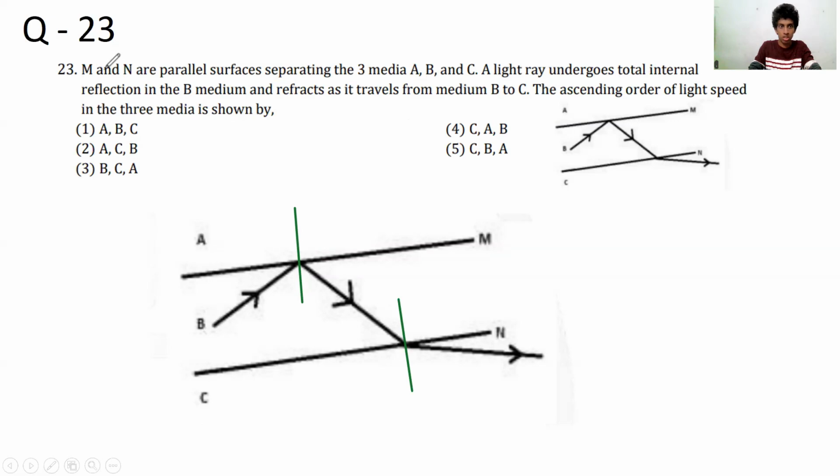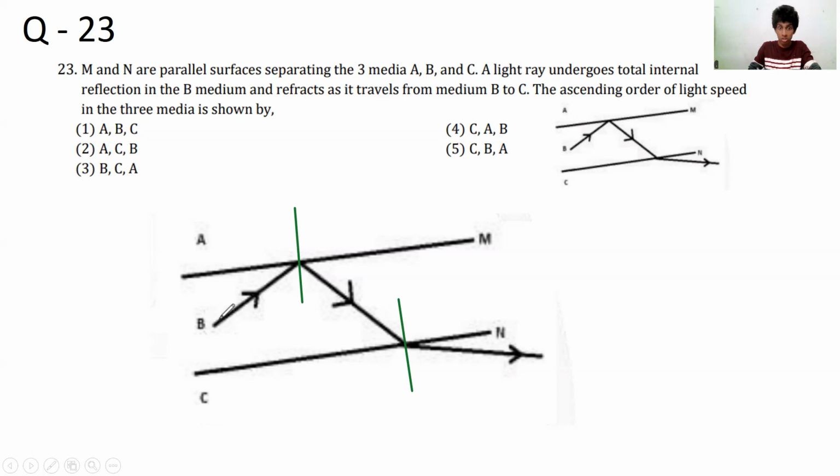Question number 23. M and N are parallel surfaces separating the three media A, B, and C. A light ray undergoes total internal reflection in the B medium and refracts as it travels from medium B to C. The ascending order of light speed in the three media is shown by. So here, when the light is directed from B to A, total internal reflection occurs, and when the light is directed from B to C, refraction occurs.